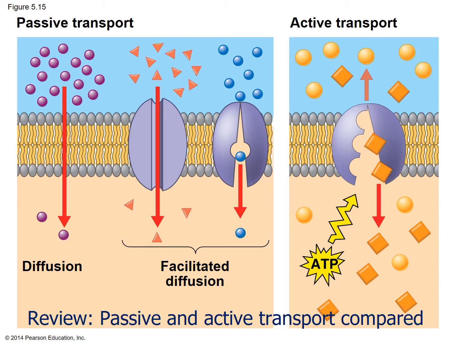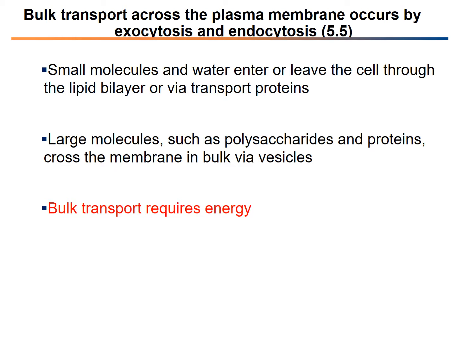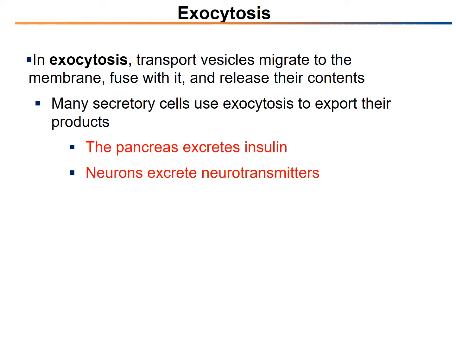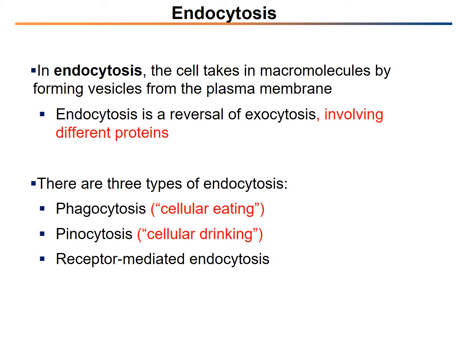Image number one on the top left shows the different types of membrane transport that we've looked at. Passive transport includes diffusion. Very small molecules, some things like water, enter and leave the cell. There are two types of transport across the cell. The other form is exocytosis and endocytosis.